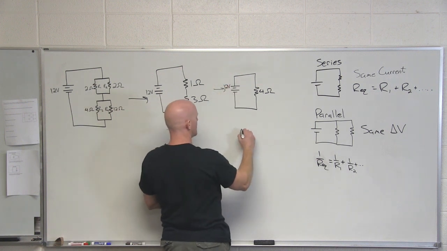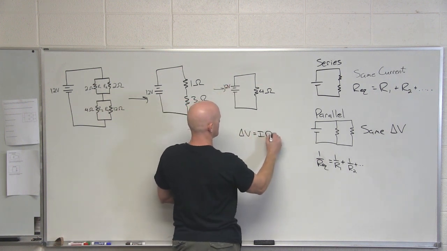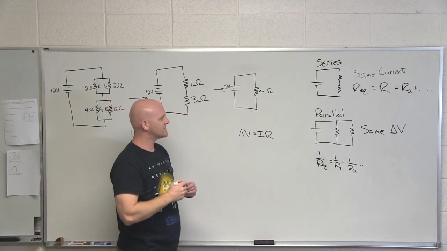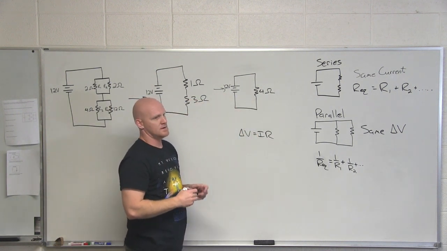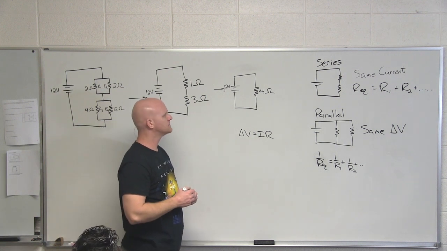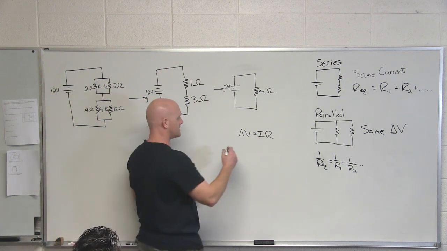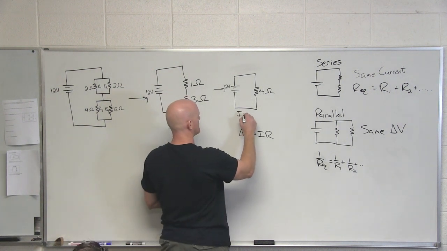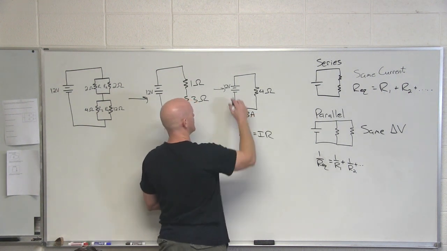Okay, so looking at Ohm's law here, in this diagram here, I've got it down to a single resistor, or at least a single equivalent resistance. What is the current? 3. Yeah, if you solve for I here, it's 3 amps.